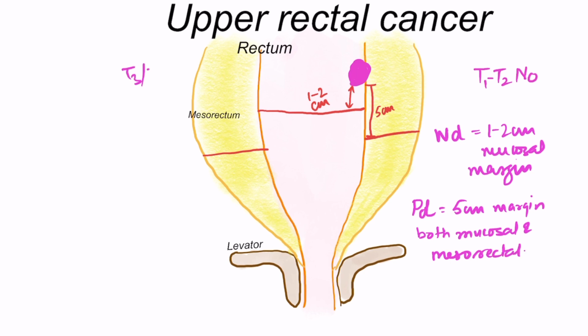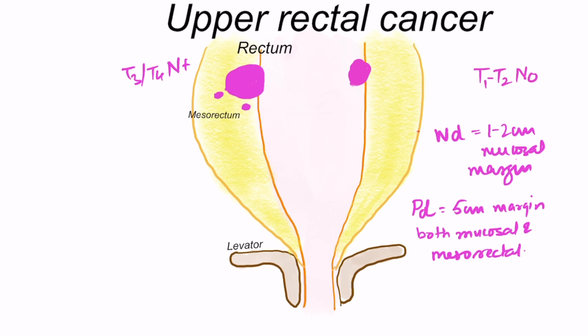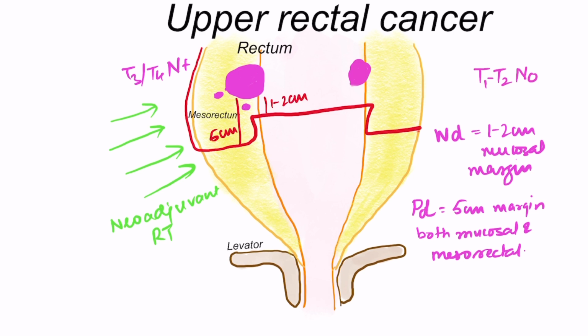In advanced tumors like T3, T4 and nodes positive, neoadjuvant radiotherapy is given before surgery. Since total mesorectum is not removed, only 5 centimeters distal to tumor is removed, so it is called partial mesorectal excision. If anastomosis is above peritoneal reflection, then it is called anterior resection. Rectal excision below peritoneal reflection is called low anterior resection.